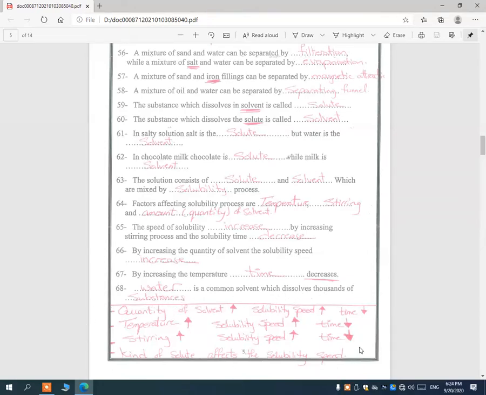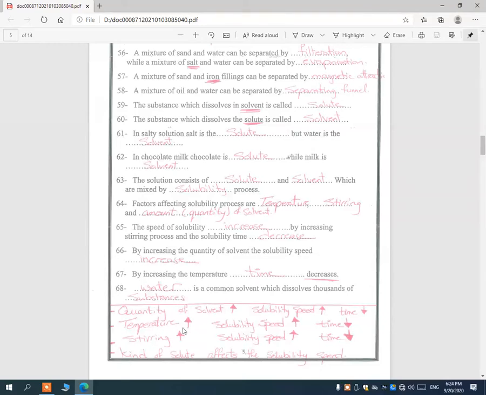This is a quick revision on the 4 factors. Number 1, quantity of solvent increase. When the quantity of the solvent increases, the solubility speed increases, and the time will decrease. The time is opposite to the speed, so the time always decreases by increasing the speed.